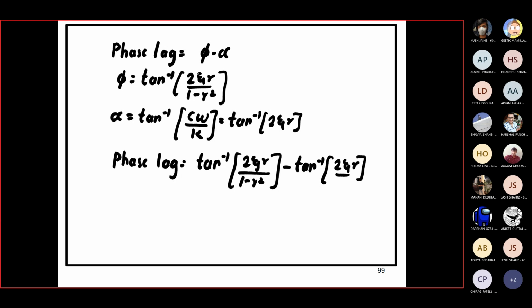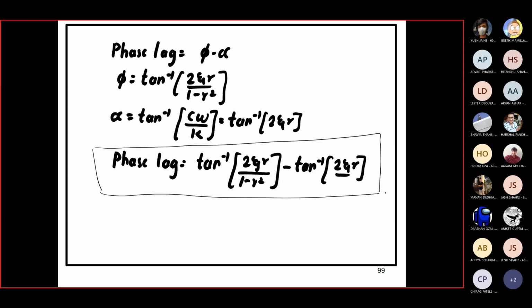And the phase lag is phi minus alpha, where phi is tan inverse of 2 zeta r upon 1 minus r square, and alpha is tan inverse of c omega by k, that is 2 zeta r. Okay, so the phase lag will be this whole term, not just 2 zeta r upon 1 minus r square, which is the case for the rotating imbalance. Okay, so in addition to that, you have to subtract this another term. Right.